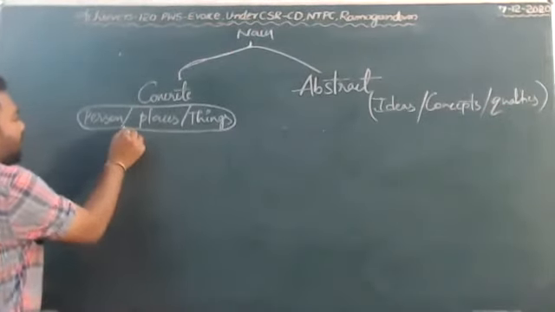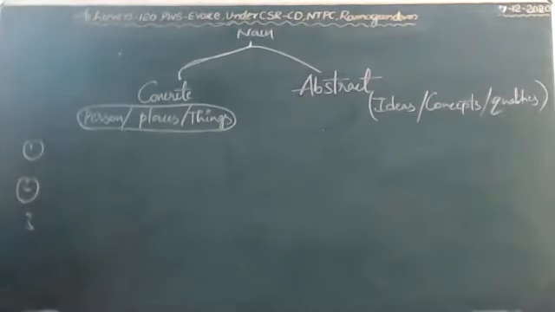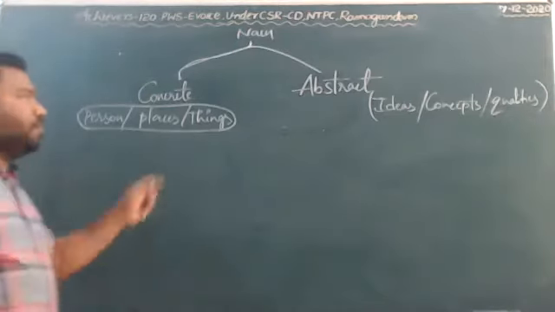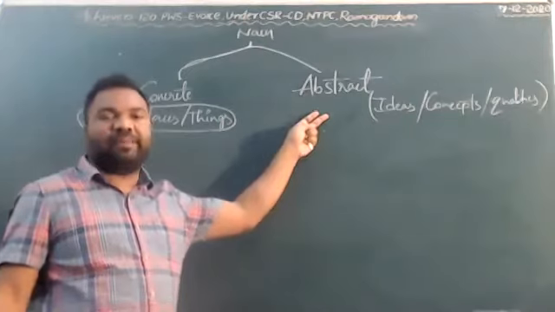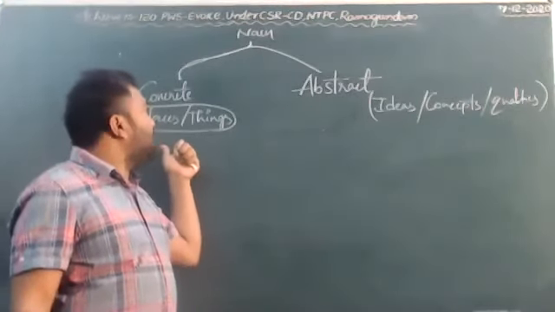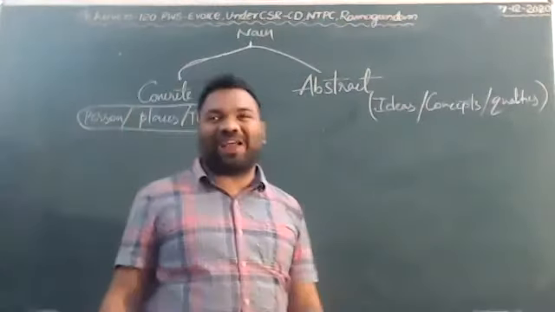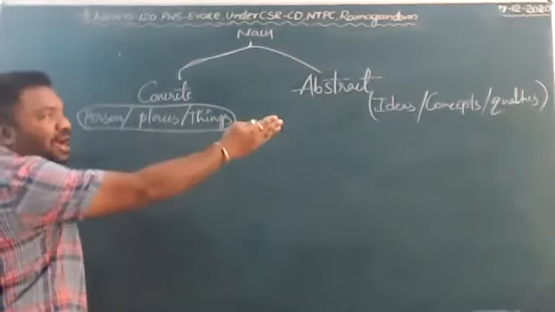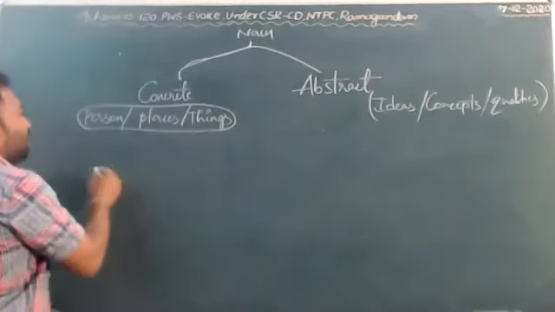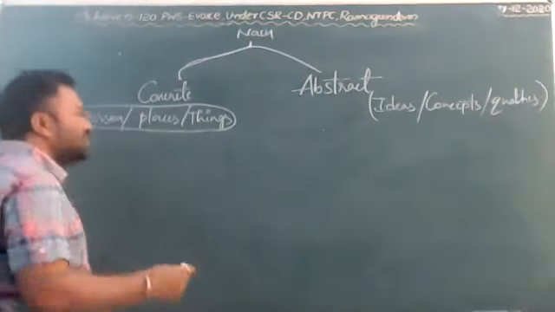Concrete nouns and abstract nouns are classified based on their physical existence. Concrete nouns do have physical existence. Abstract nouns do not have any physical existence. So these are visible, those are invisible. Okay, so concrete nouns are how many kinds? Concrete nouns are of four kinds again.